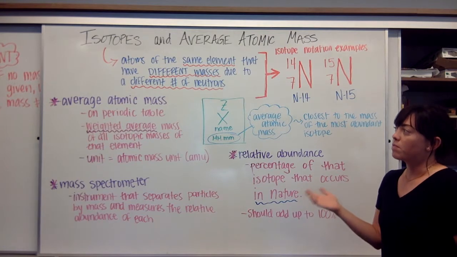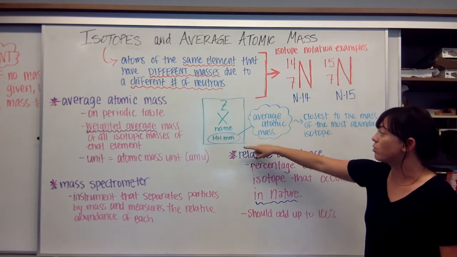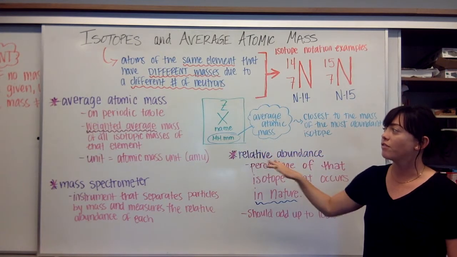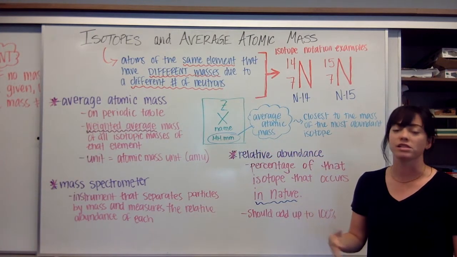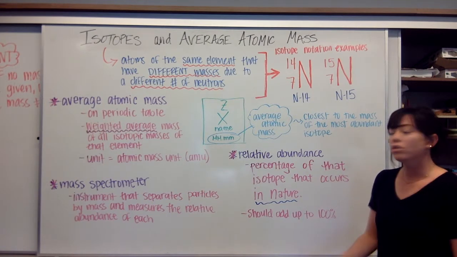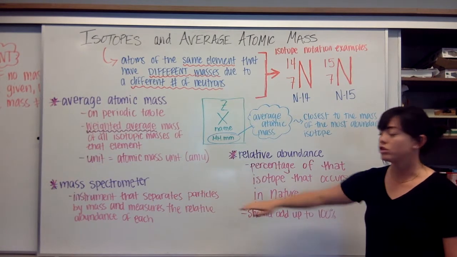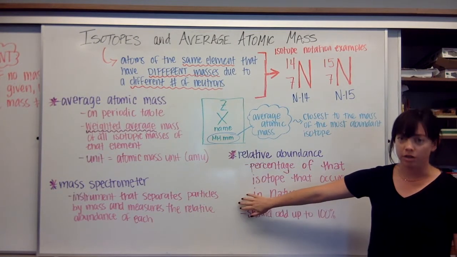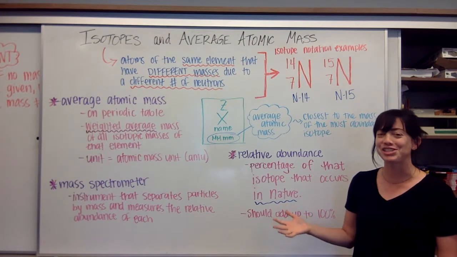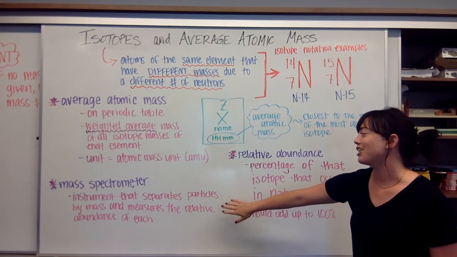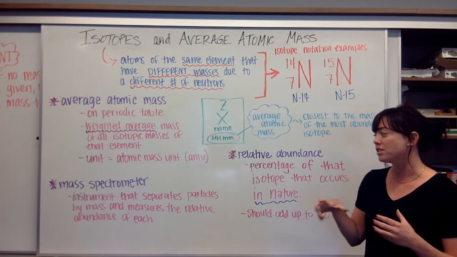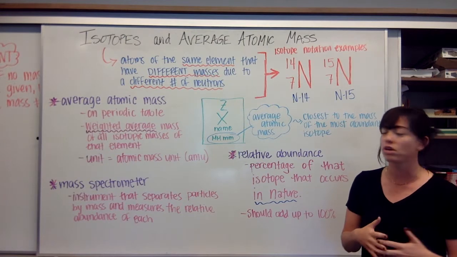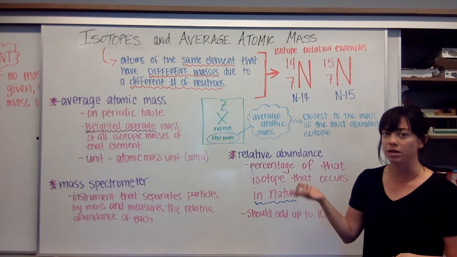So the average atomic mass is found on the periodic table right here at the bottom of each square, and it is the weighted average mass of all the isotopic masses of that element. Now, the unit for that is the atomic mass unit, which is abbreviated AMU. Researchers use a mass spectrometer, which separates particles by mass and then measures each of those. And then we use that data in class to go ahead and calculate the average atomic mass.